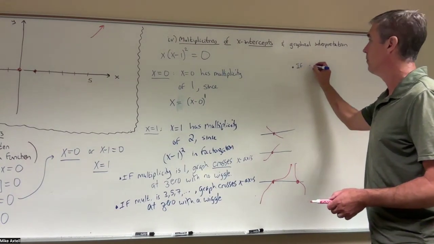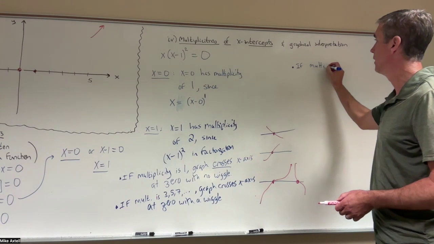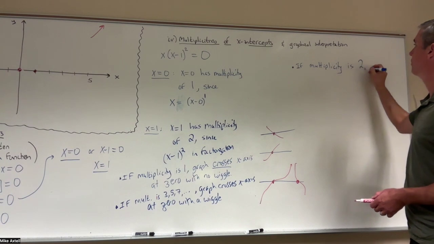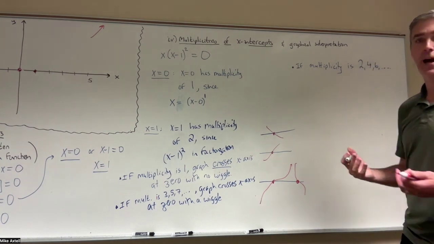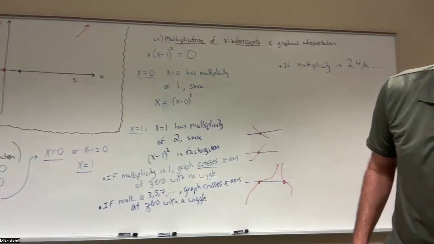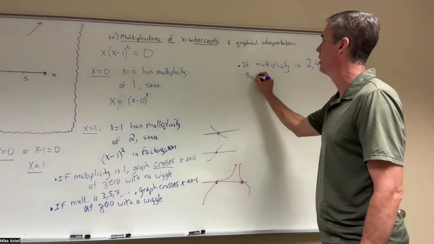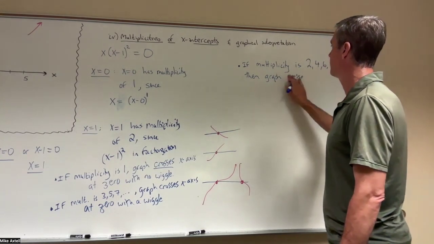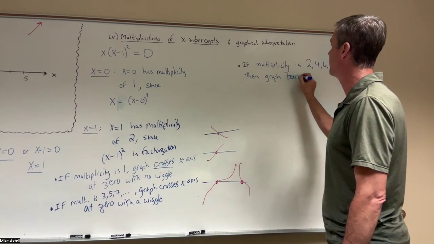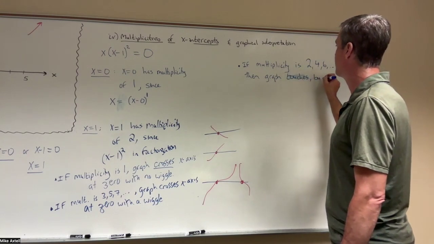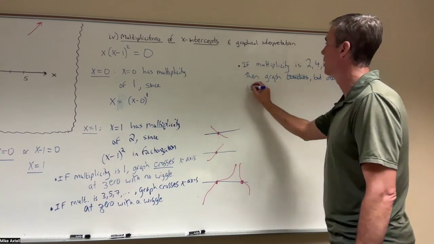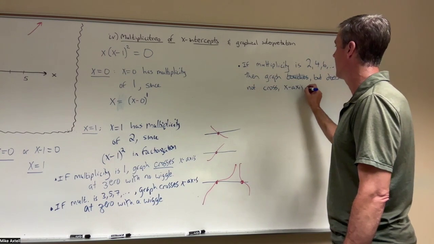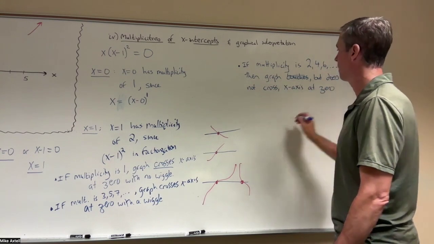And then last but not least, what about multiplicities of even 2, 4, 6, 8? So if multiplicity is 2, 4, 6, some even power, then the graph touches, but does not cross the x-axis at the 0.